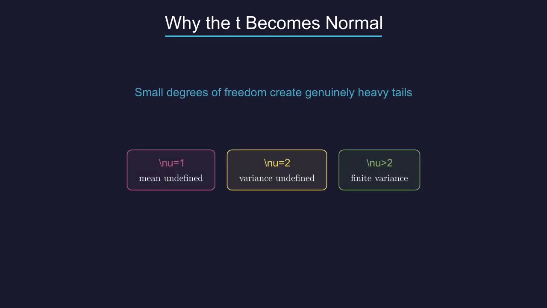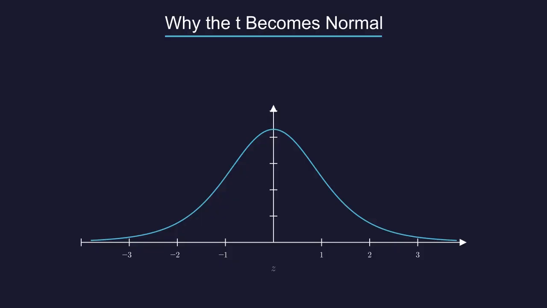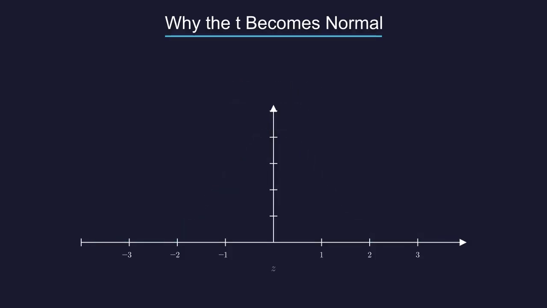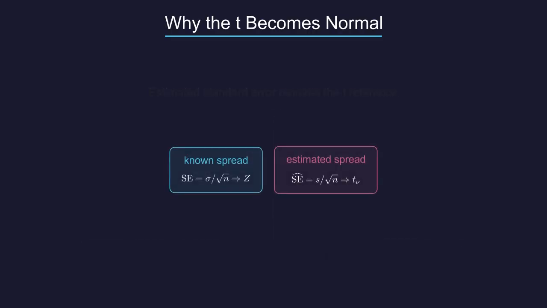For very small df, some moments do not exist, illustrating how heavy the tails can be even though the curve is symmetric. Convergence in distribution does not make finite t and z probabilities identical. The difference is intentionally conservative in a t procedure because the standard error is estimated rather than known.